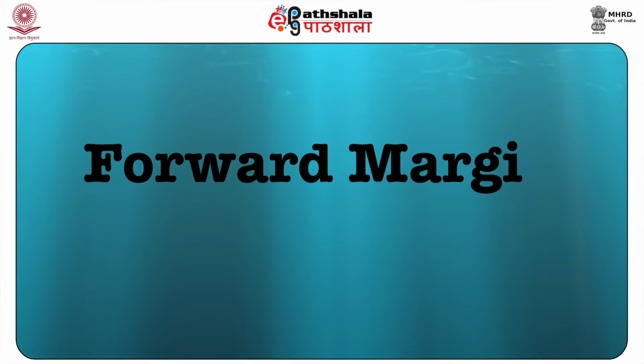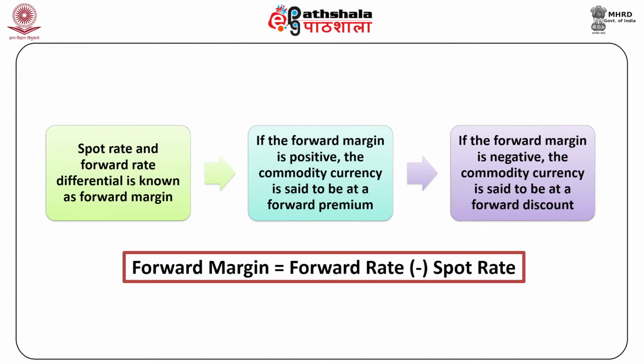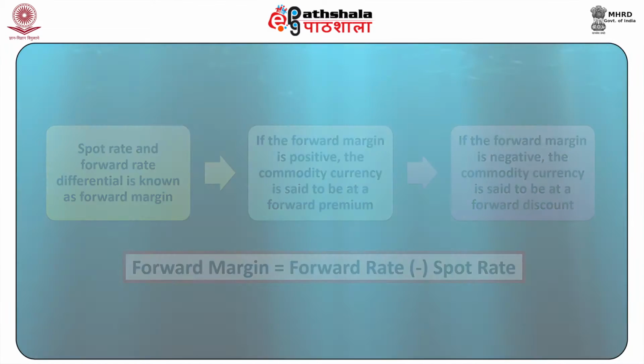Forward margin. Spot rate and forward rate differential is known as forward margin. If the forward margin is positive, the commodity currency is said to be at a forward premium. If the forward margin is negative, the commodity currency is said to be at a forward discount. Calculation of forward margin: forward margin is equal to forward rate minus spot rate.